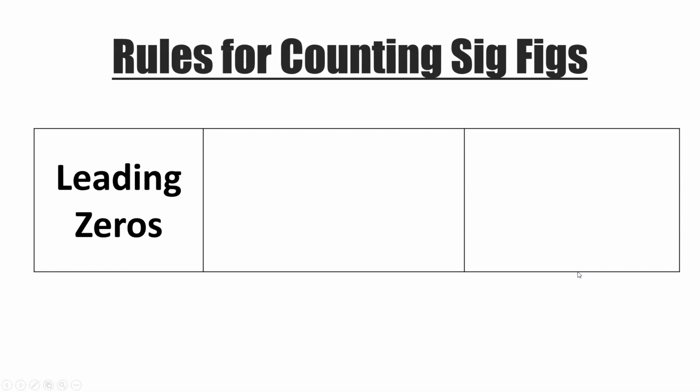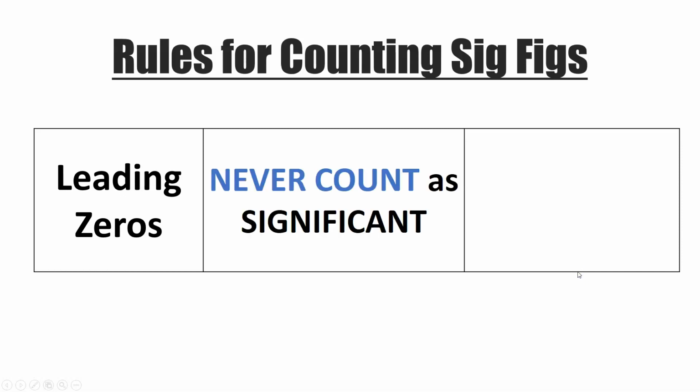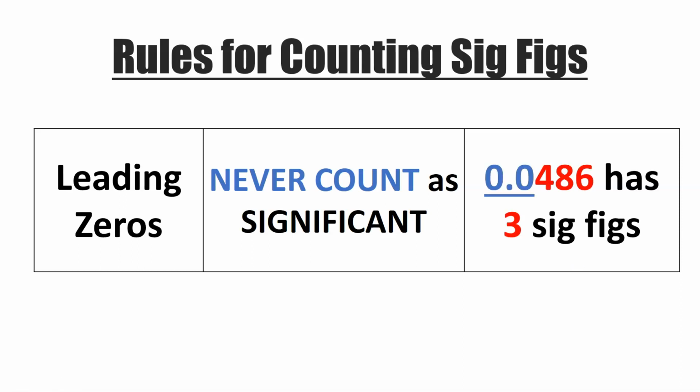Leading zeros never ever count. These are zeros that come in the beginning and are basically just placeholders. So if this is our number, you can see here that these zeros in the front do not actually count as significant. They are simply there as placeholders. So this number only has 3 significant figures here.